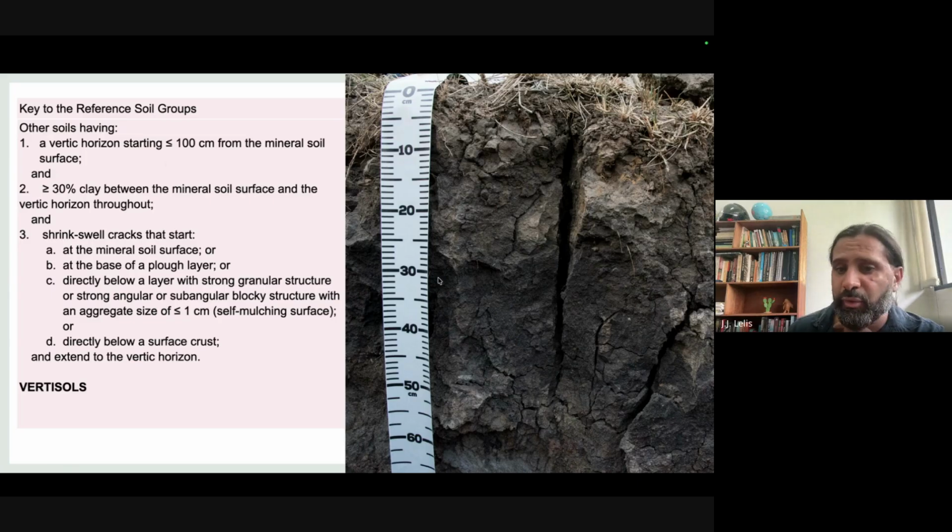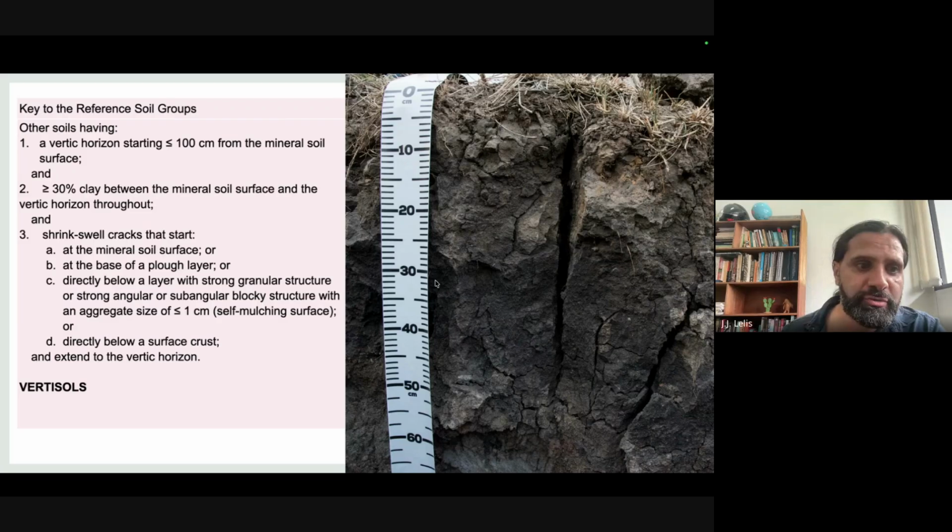It's not in this photo, it's just an example, okay? So between 0 and 30 centimeters, I should register a minimum of 30% of clay. So I cannot register a sandy or loamy texture between the soil surface and the start of the vertic horizon, okay?